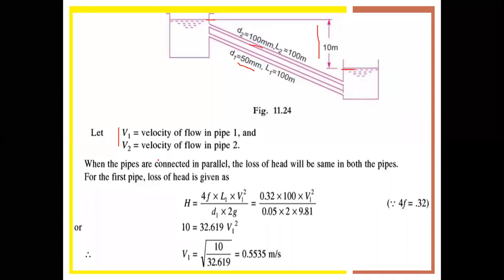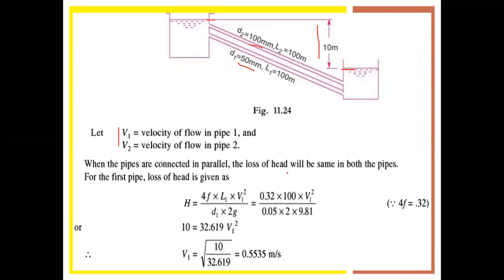When the pipes are connected in parallel, the loss of head will be the same for both of the pipes. Therefore, we are taking the first pipe into consideration. For the first pipe, the loss of head is given as H is equal to 4F L1 V1 square by D1 into 2G.